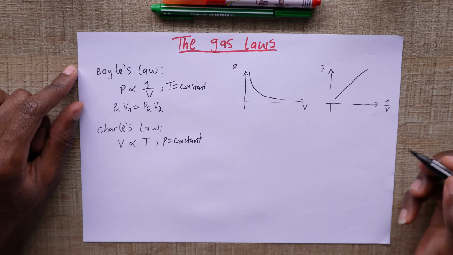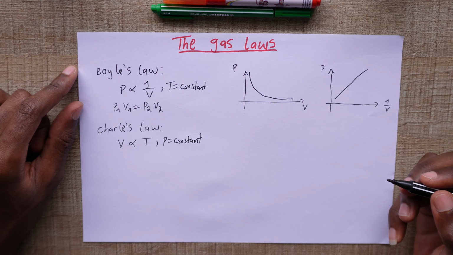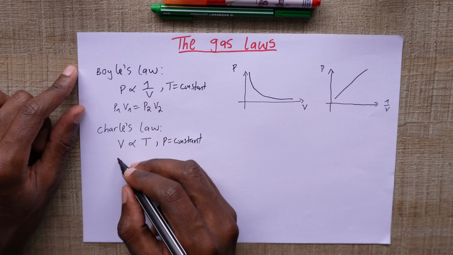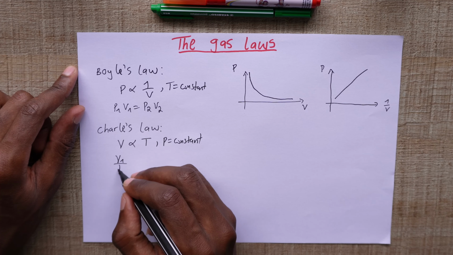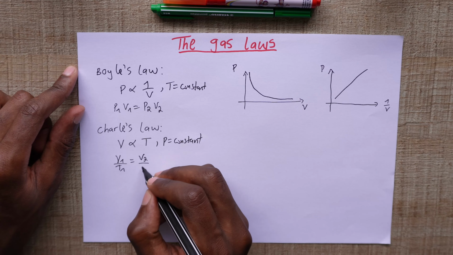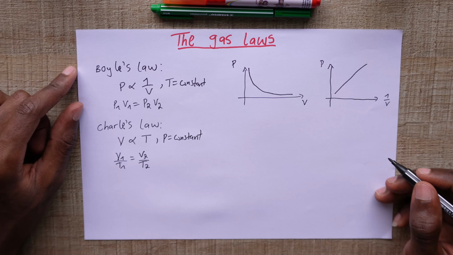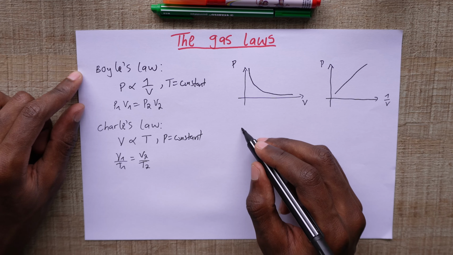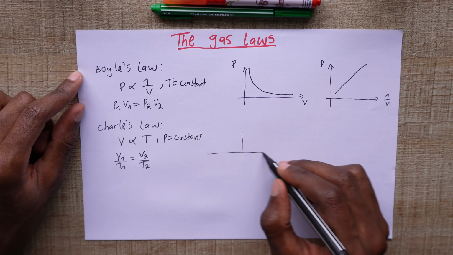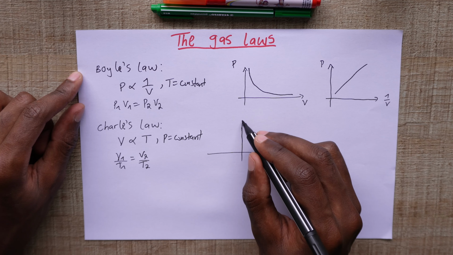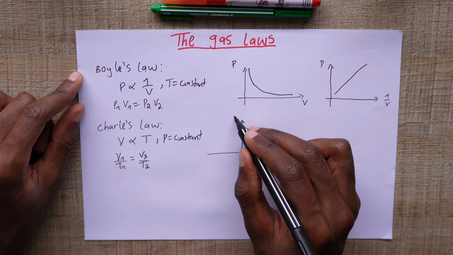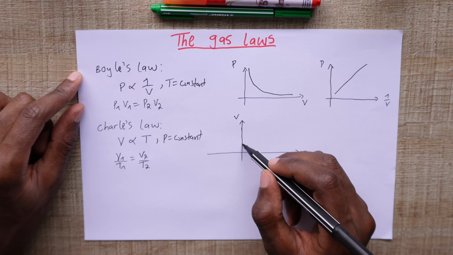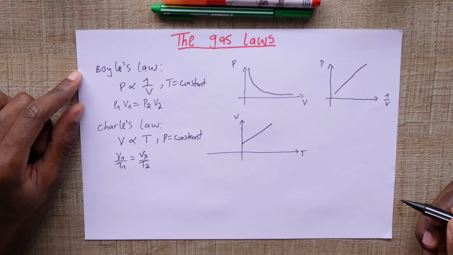What this means is that if you have a gas at two volumes and two corresponding temperatures, then V1 on T1 should be equal to V2 on T2. If we want to represent this graphically, then it should look like this. So here we have the volume and here we have the temperature. So the graph looks like this.